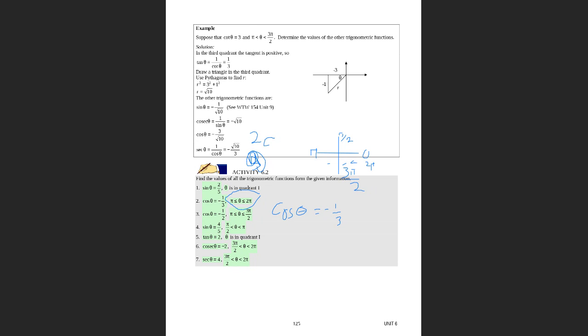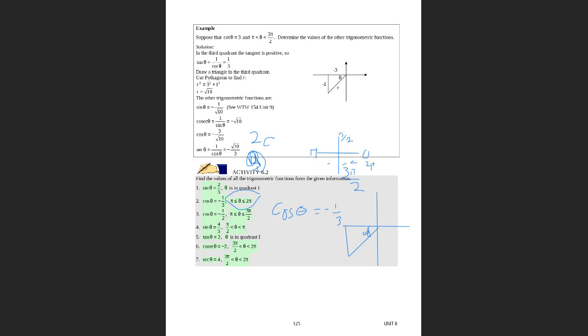Are there any questions there? Okay, good. So that means that then you are going to have your opposite and your adjacent, and your angle theta will be here.